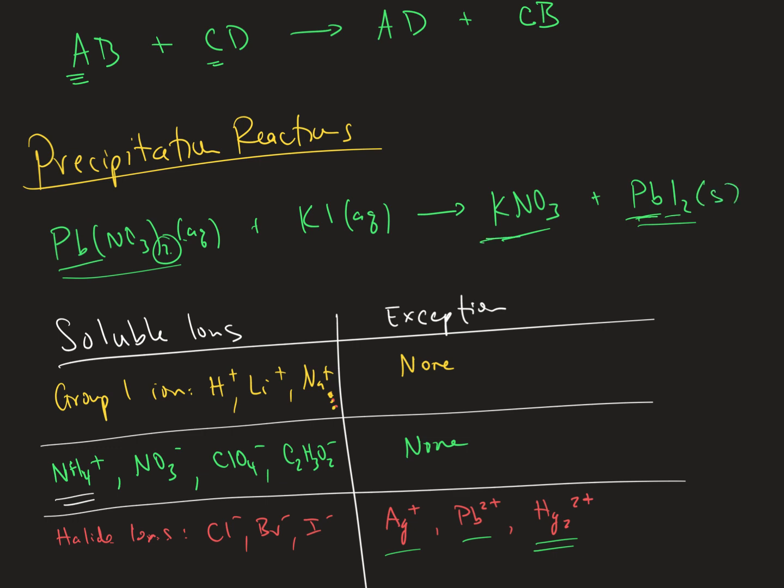This one has a group 1 ion, and nitrate. So it is soluble without exception. So that's aqueous. Does that make sense to everybody? If it's soluble, we put AQ next to it. If it's insoluble, meaning it's not soluble, we put an S next to it for solid. We okay with that? Okay.